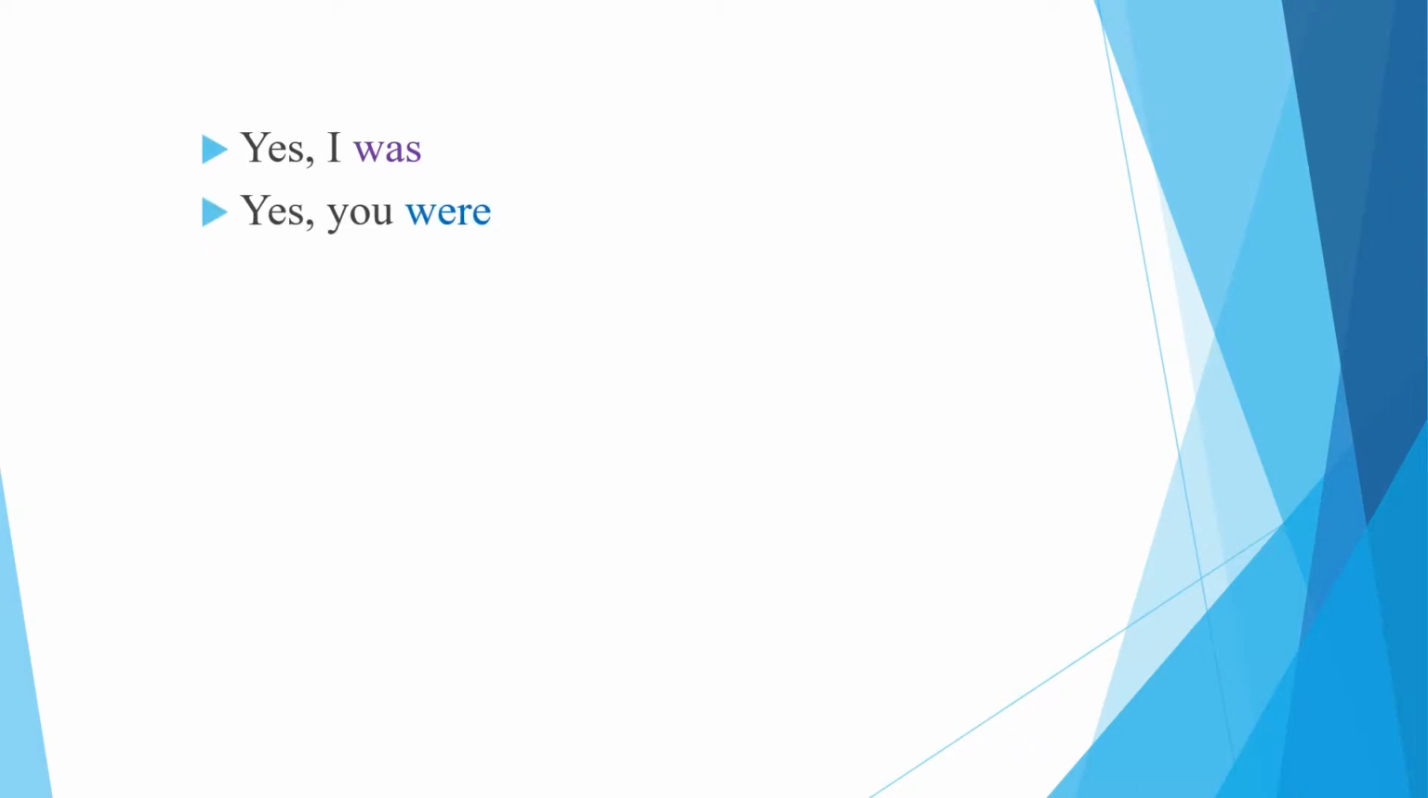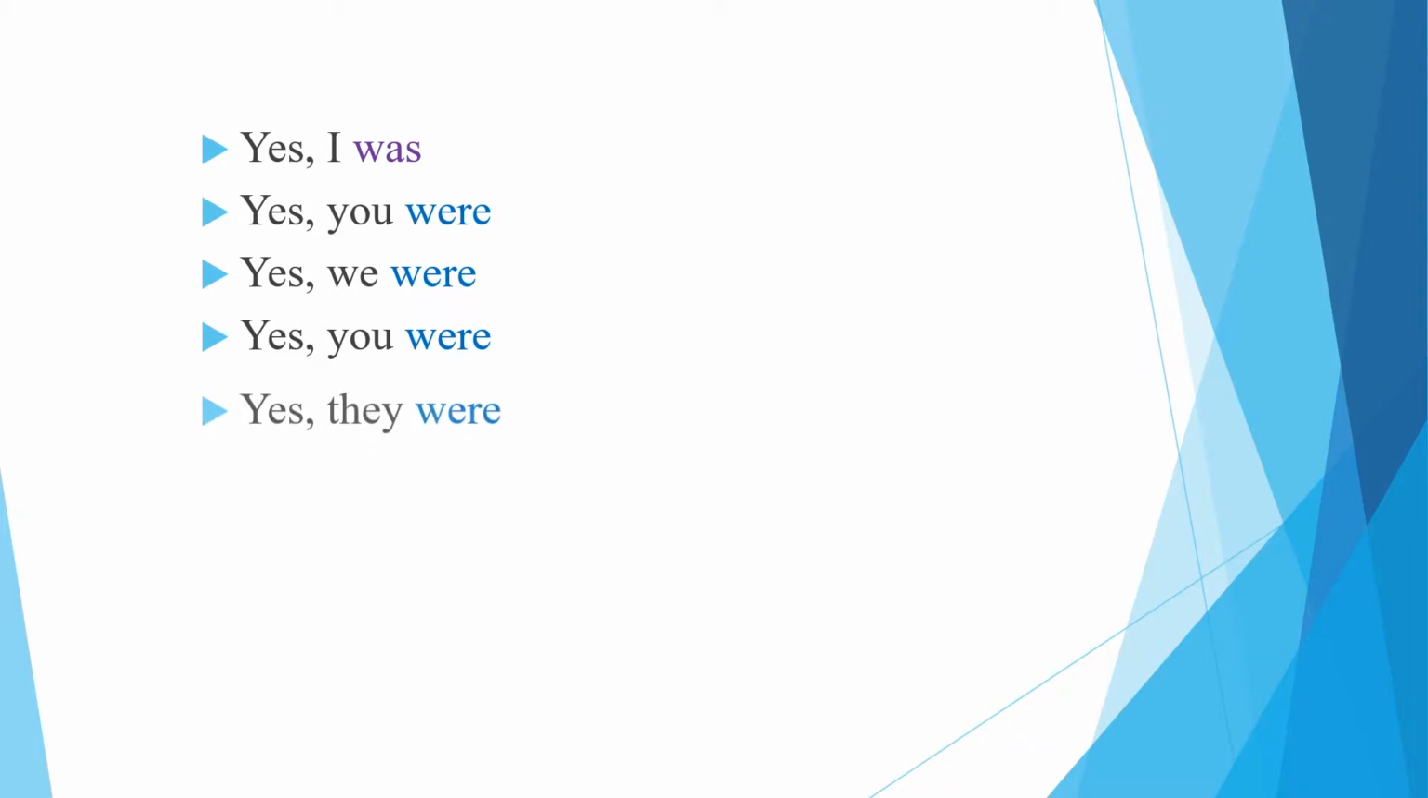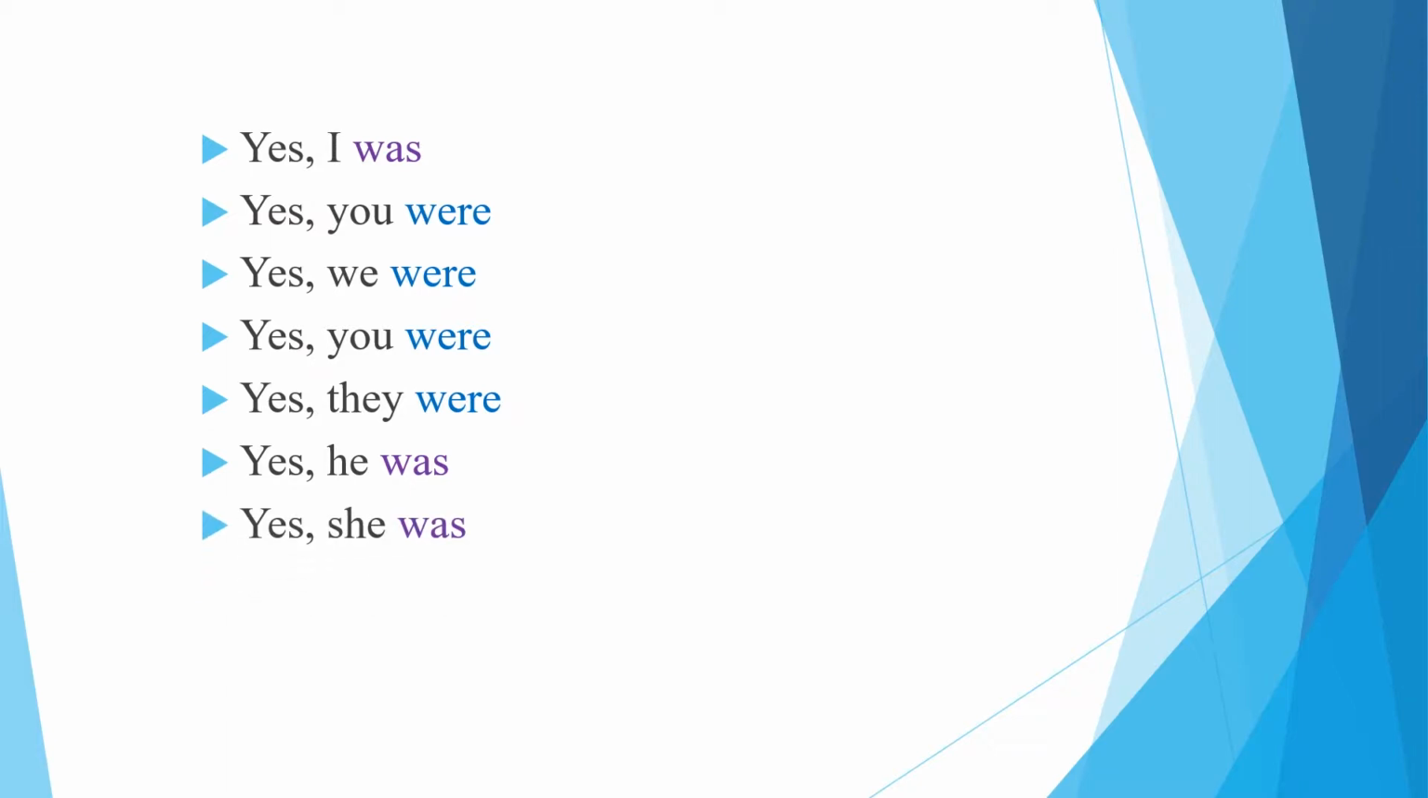When you give a positive answer, we usually say yes and subject plus were or was. For example, we say yes, I was. Yes, you were. Yes, we were. Yes, you were. Or we could say yes, they were. If you have he, she, it, you say yes, he, she, it was.